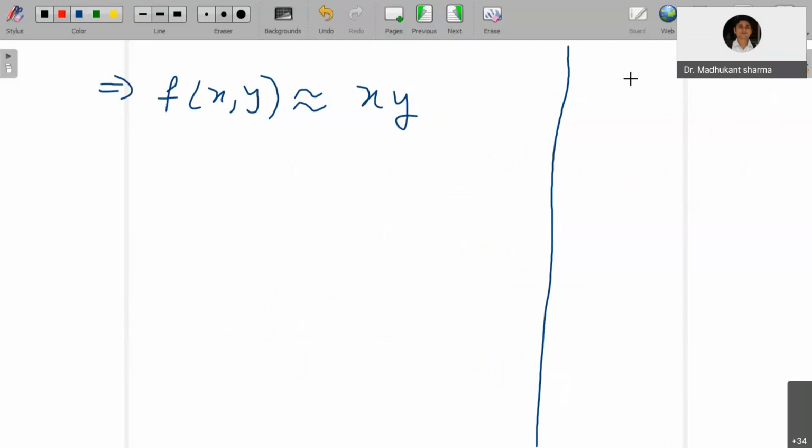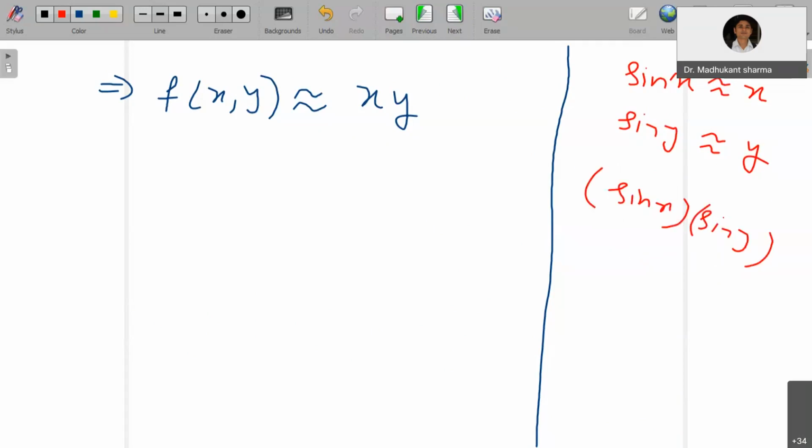Now, if you recall, sin x can be linearly approximated with x, and sin y can be linearly approximated with y by using Taylor's formula for a function of a single variable. If you put them in product, sin x into sin y, that will lead to the approximation of x into y. So that will lead to the quadratic approximation for a function of two variables. Right. So now let's find out the error term.